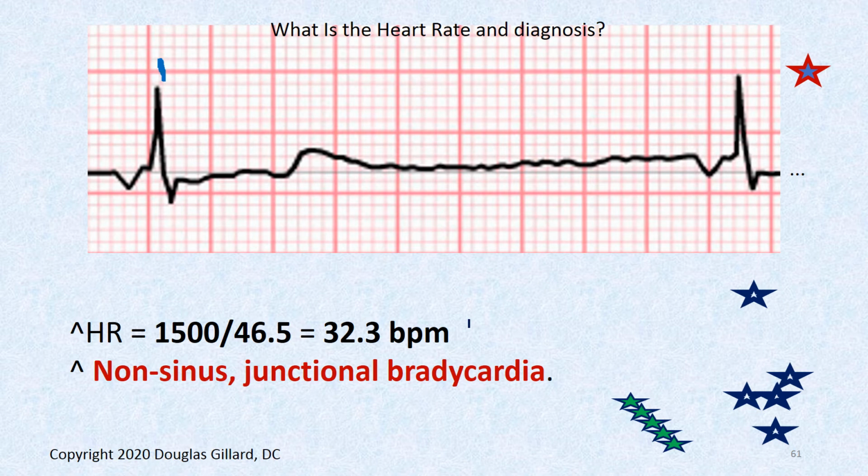46 and a half or so. What did I say? 46 and a half. So you do the math, 1500 divided by 46.5 little boxes, you got a heart rate of about 32 beats per minute. That's definitely a bradycardia there.